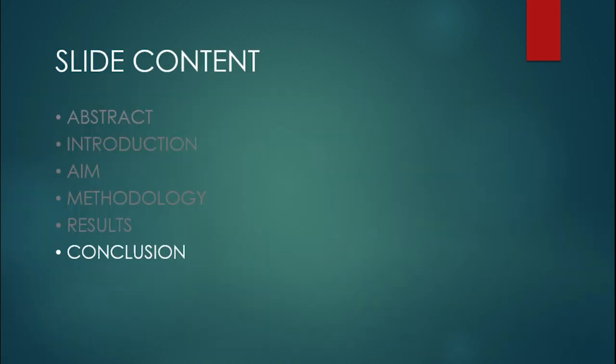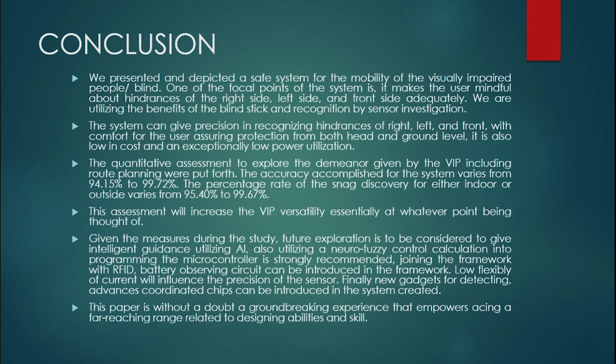So lastly, the conclusion. Here, we presented and depicted a safe system for the mobility of the VIP. One of the focal points of the system is it makes the user mindful about hindrances on the right, left, and front side adequately. We are utilizing the benefit of the walking stick and recognition by sensor investigation. The system gives a precision in recognizing hindrance of right, left, and front, with comfort for the user, assuring protection from both head and ground level.